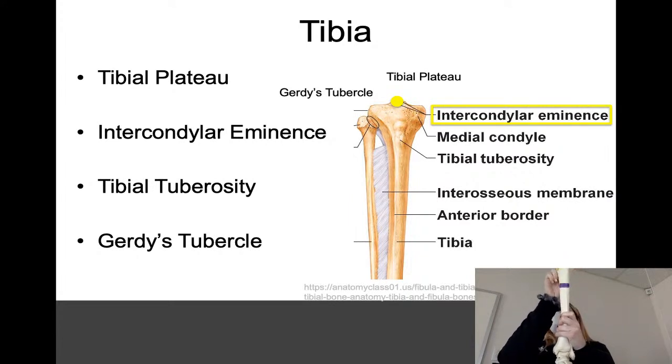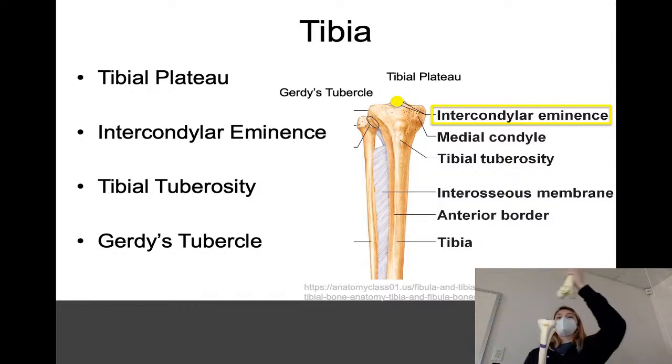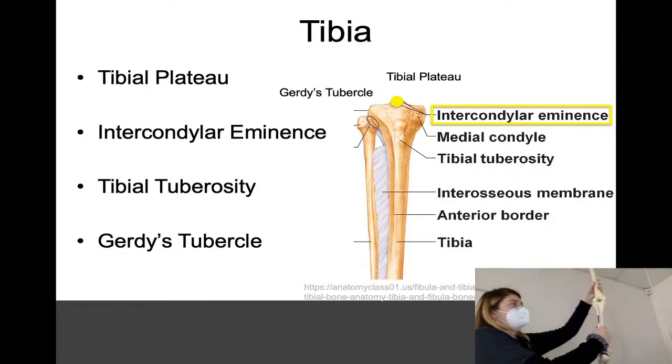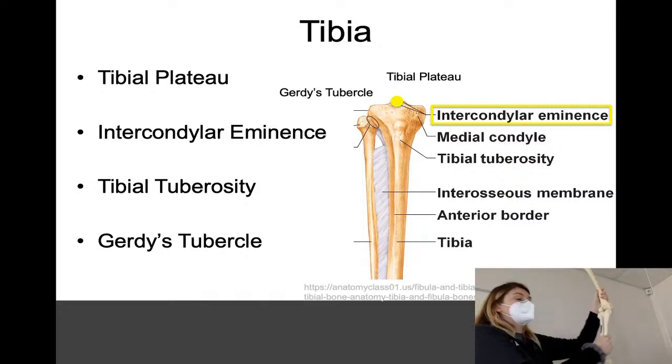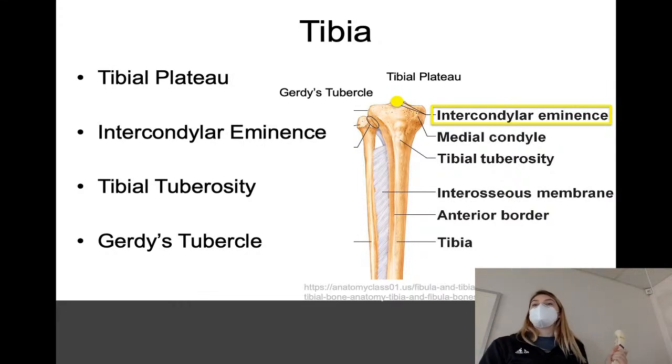They stick up from the tibial plateaus, and if I put my femur on, they would go up where that metal thing is. They would go up in between the medial and lateral femoral condyle. They are protruding up into that space, and that's where our ligaments are going to attach. So that is our intercondylar eminence right there.